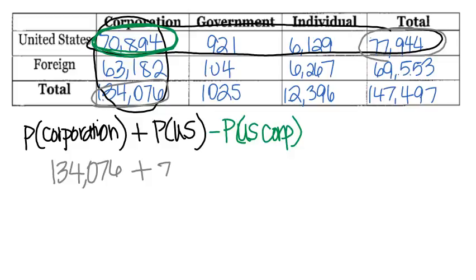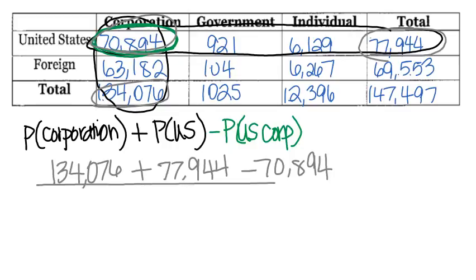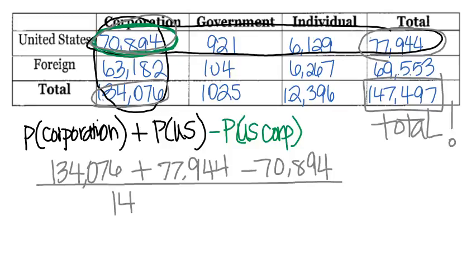We have 77,944, minus we have to take away the part that is overlap, so that's 70,894. And all of this is going to go over the complete total, that's everything all together, 147,497.